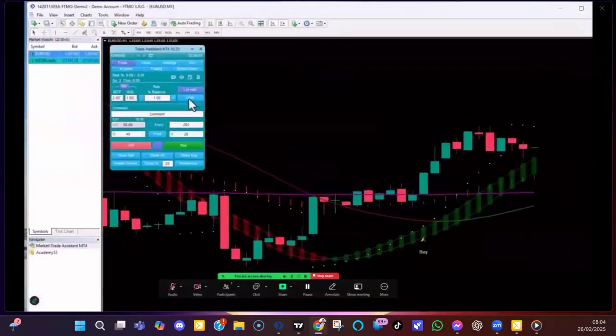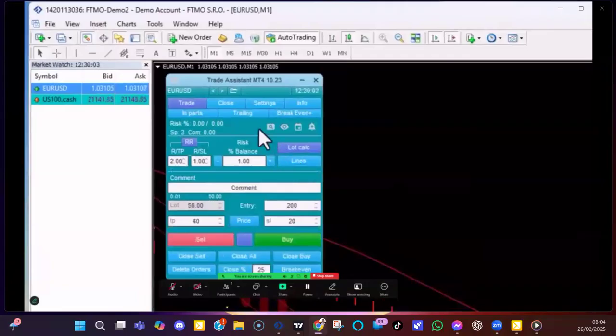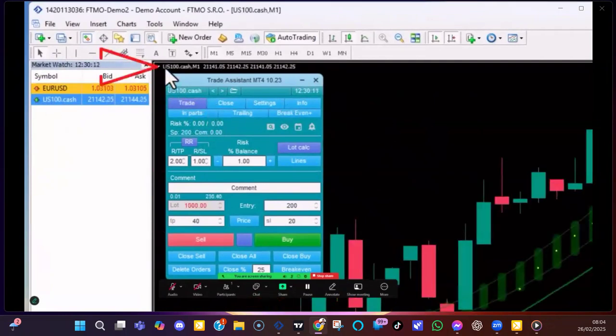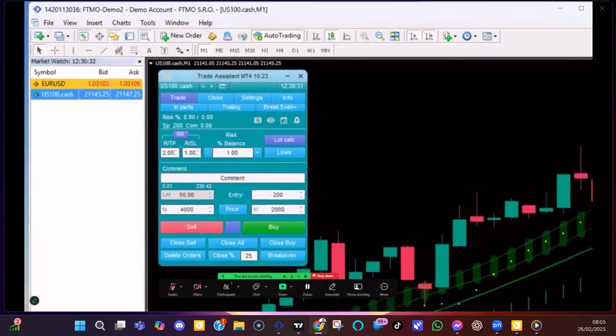I'm going to click off the lines here, and what we're going to do is change our chart from Euro USD to US 100, and I can do that by dragging it onto the screen here. You'll see it now switch over to US 100. And now you can see that stop loss says 20, and that's wrong for a commodity. So what we want to do here is type 2000, this is the equivalent of 2 pips on a commodity such as US 100.